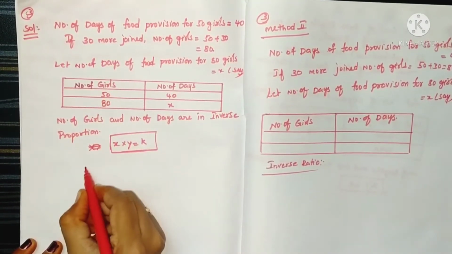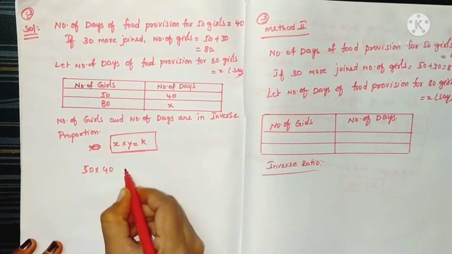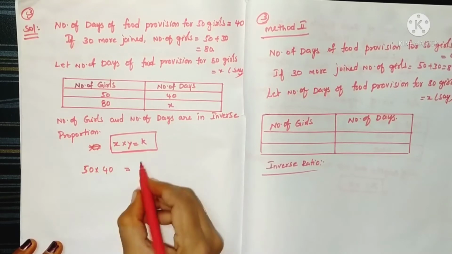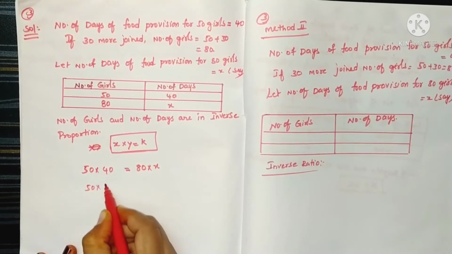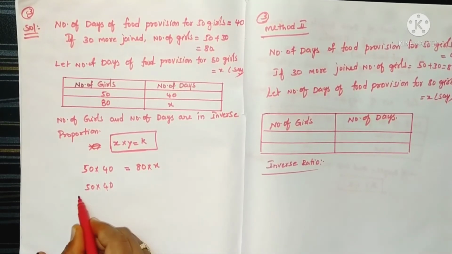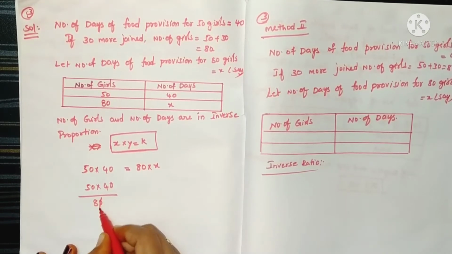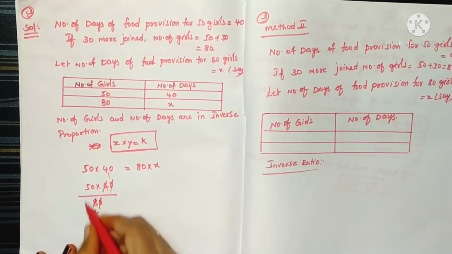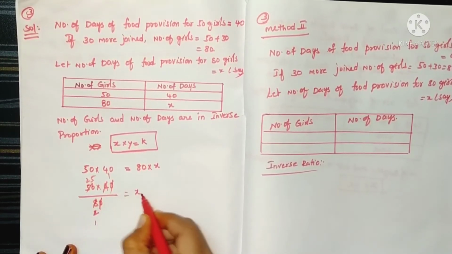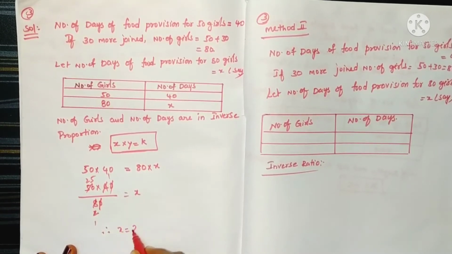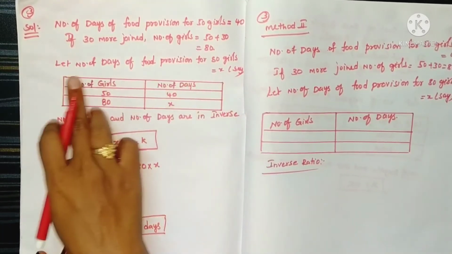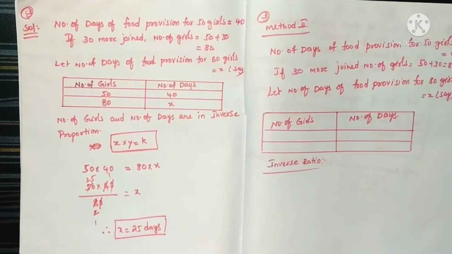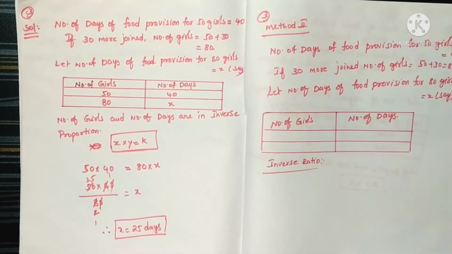So here 50 into 40 is equals to 80 into x. So 50 into 40, after transposing this 80, it comes under division. So 0 gets cancelled, 4 1s, 4 2s. Directly also you can cancel. 2 1s, 2 25s. So x how many days? 25 days. Okay. So what is this x? Number of days of food provision for 80 girls is equals to 25 days.